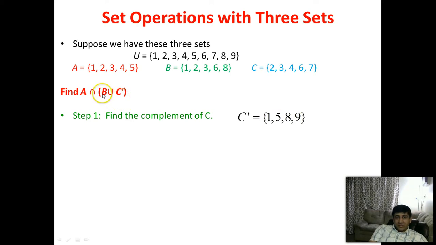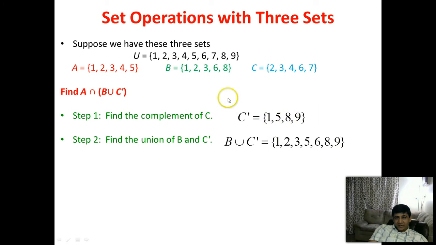Now let's find B union C complement. This is B, this is C complement. Let's combine them and find the union of these two. So we have 1, 2, 3, 5, 6, 8, 9. No need to repeat the elements, as I told you earlier. We have B union C complement right there.